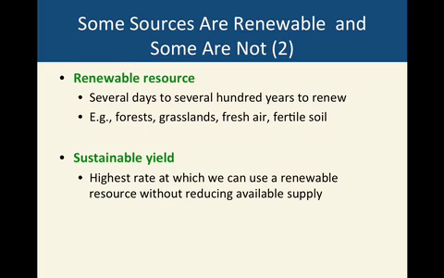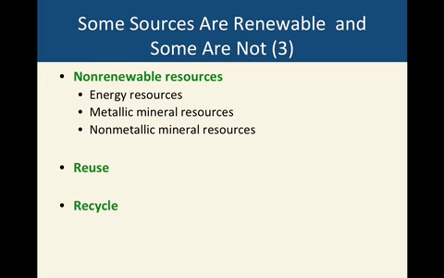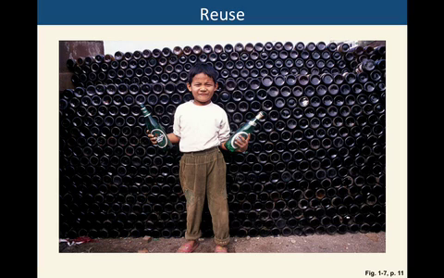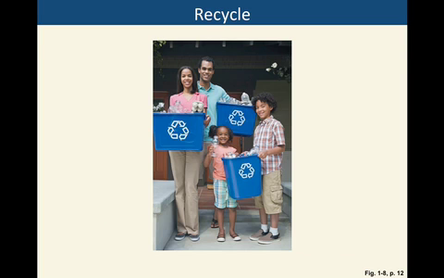And the key difference between renewable and non-renewable is that the renewable will be able to recoup themselves within, we say, our last lifetime: forests, grasslands, air, soil, things like that. Now, the highest rate that we can use renewable resources without degrading them is called sustainable yield. Then we have our non-renewable resources. Things we can do in order to manage them are reuse, recycle, and then of course, reduce. So we have this little kid reusing bottles. Recycling.